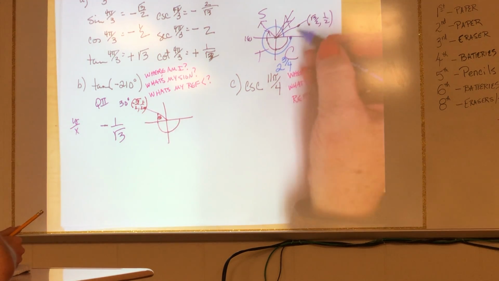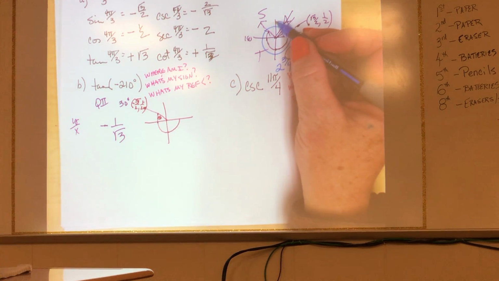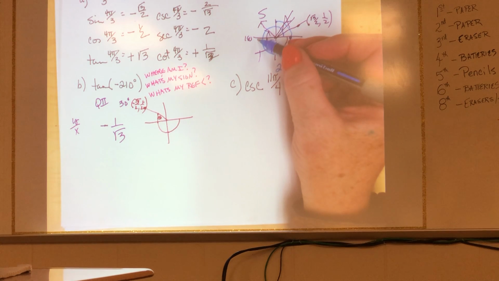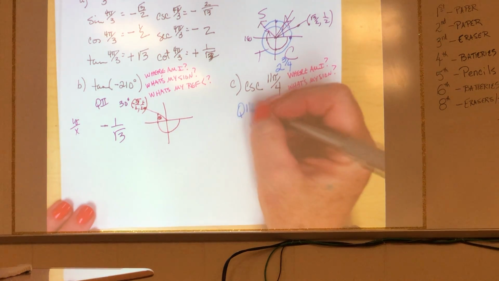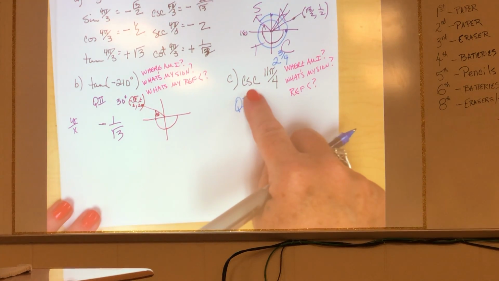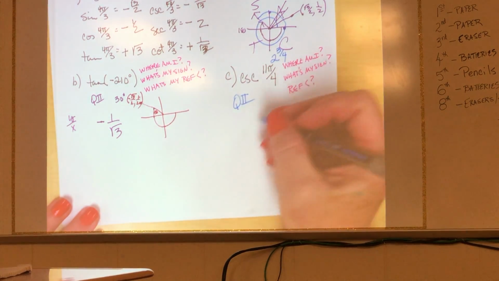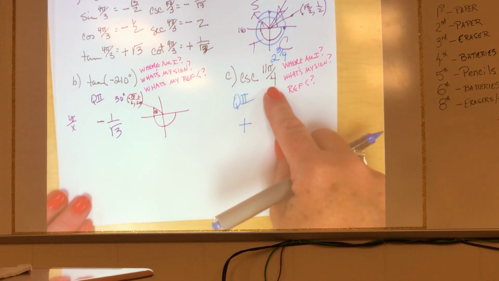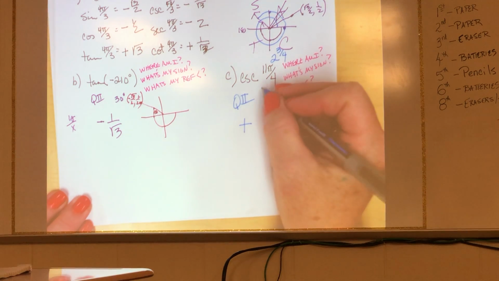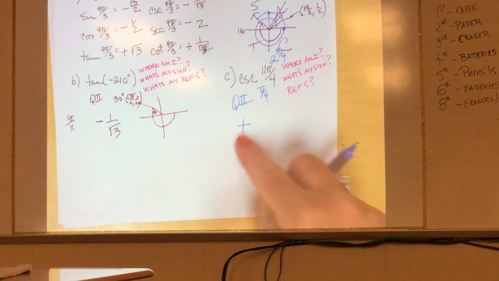And then 3/4, is that more than a half? Yeah. Is it as much as another 1? No. So where is he? He's in the second quadrant. In the second quadrant, is cosecant positive or negative? Positive. Okay, so I know he's positive. I know his reference angle is what? Pi over 4. Okay, pi over 4.